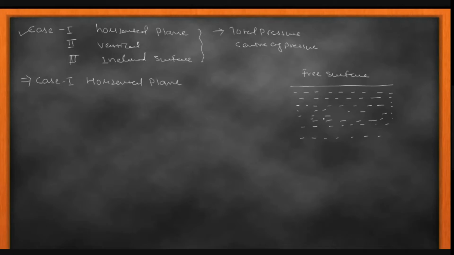Now we have one plane. Let's say this is the plane. It is in the horizontal condition. I'm taking the top view of this plane. Suppose we have this kind of figure. One rectangle is there.